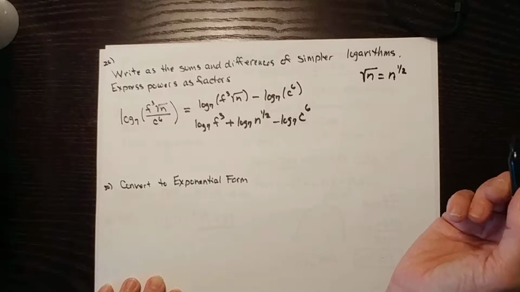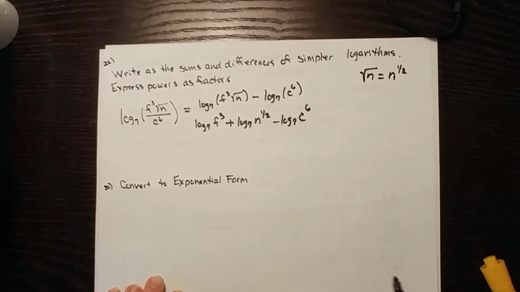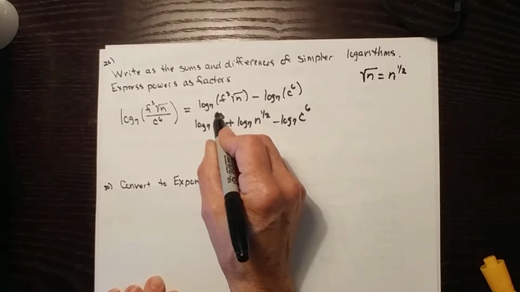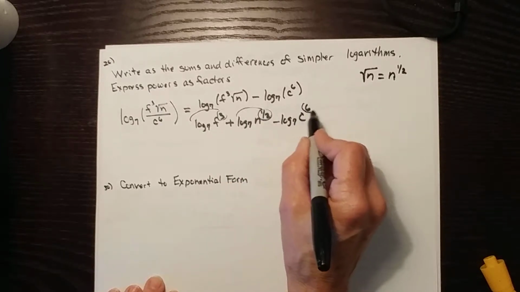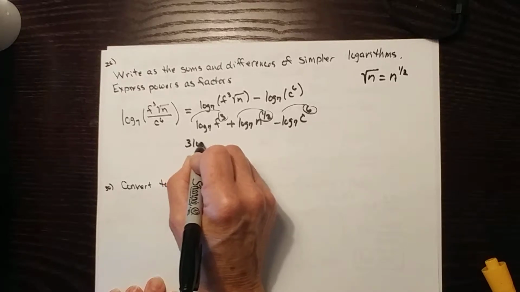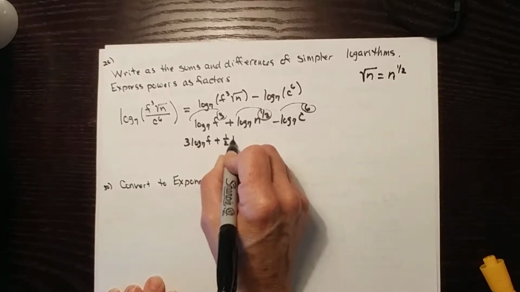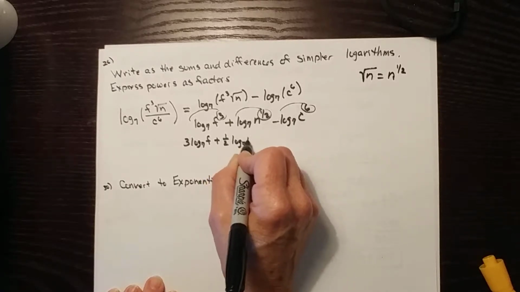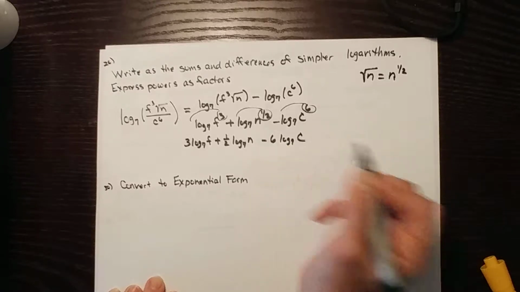And then the last thing I'm going to do is express the powers as factors. And so this is the power rule for logarithms. So I can throw the powers in front and they simply get multiplied on. I'm just going to move those to the front. So this is equivalent to 3 times log base 7 of f plus 1/2 log base 7 of n minus 6 log base 7 of c.